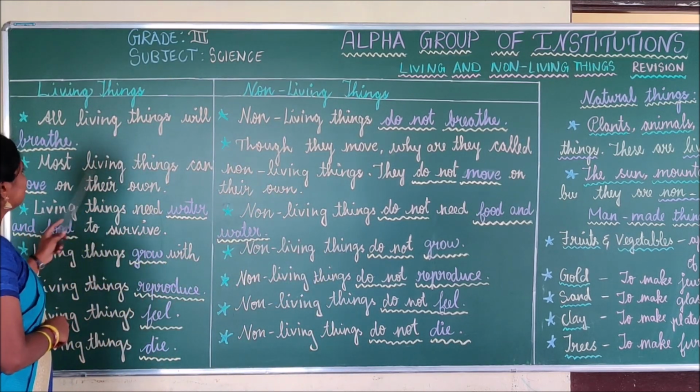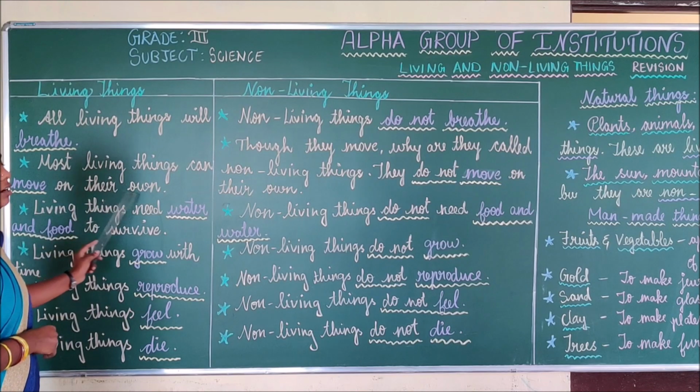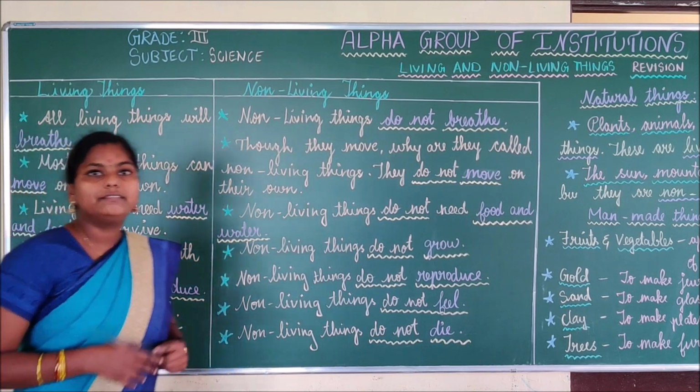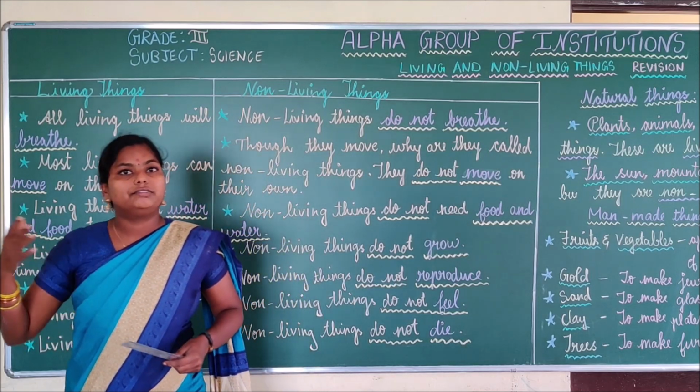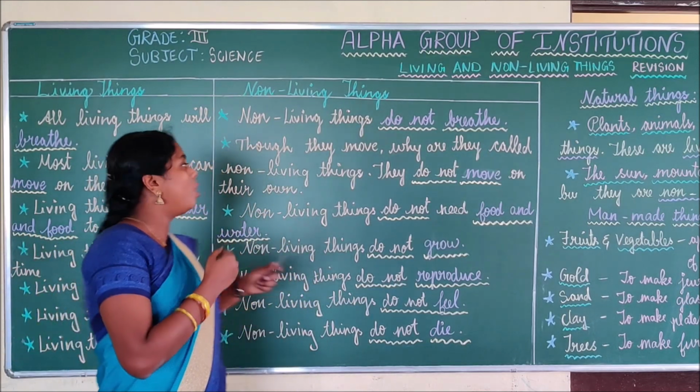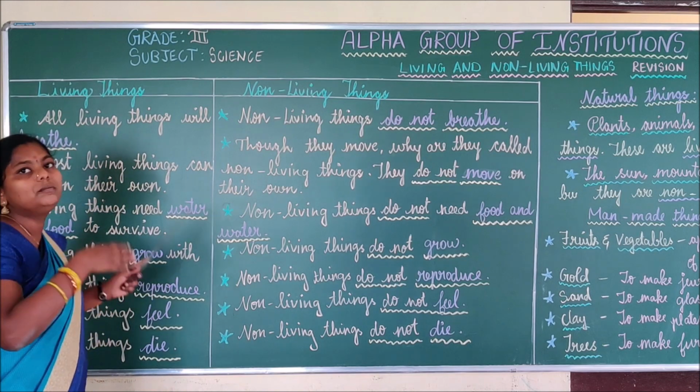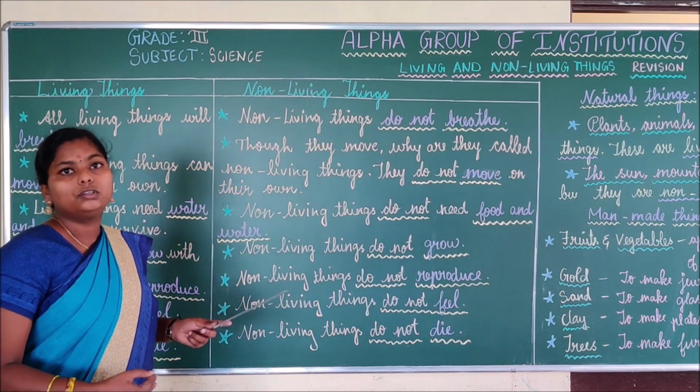Next point, most living things can move on their own. If it is a cat, it will walk or run. If it is a human being, he will walk or run. And if it is a monkey, it will jump. So all living things will move from one place to another on their own.